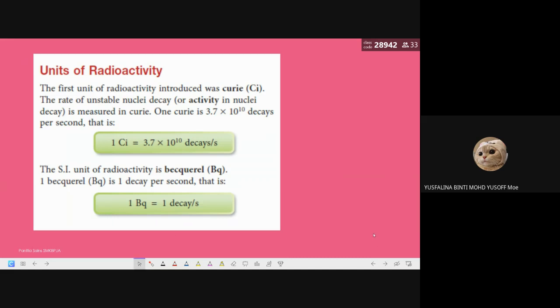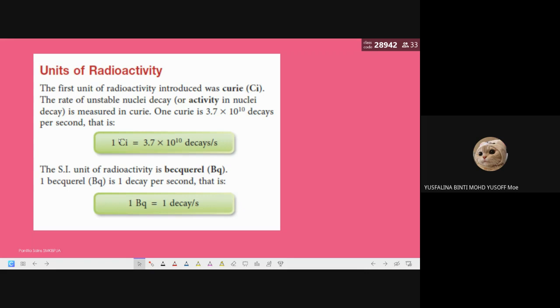So the first unit of radioactivity introduced was Curie. The symbol is Ci. The rate of unstable nuclear decay, or activity in nuclear decay, is measured in Curie. So one Curie is 3.7 times 10 power of 10 decays per second. That is, if you say one Ci, it means every 1 second, there are 3.7 times 10 power of 10 decays. This is the first unit of radioactivity that was introduced.